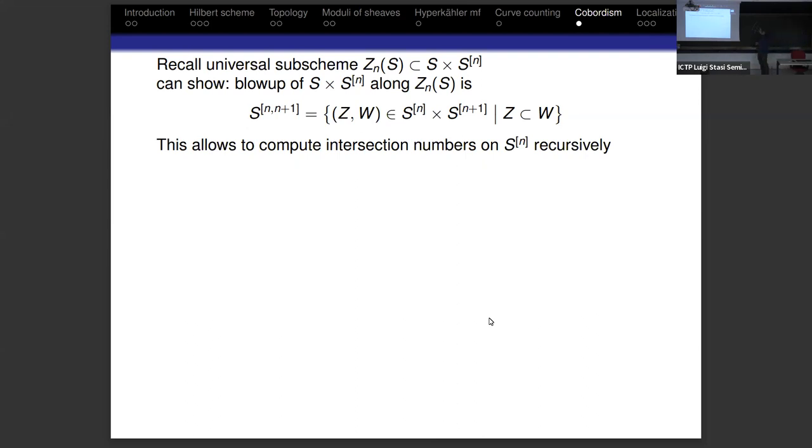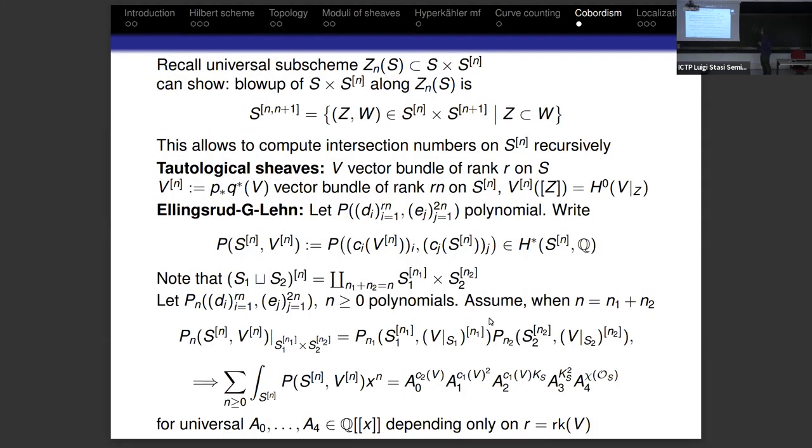And so you can build up a recursion of computers. And so we did this, and what you find, for instance, when you work with these tautological sheaves that we had before, we have the following statement. So assume again we have this tautological sheaf as we had before, associated to a vector bundle. Then we have the following statement.